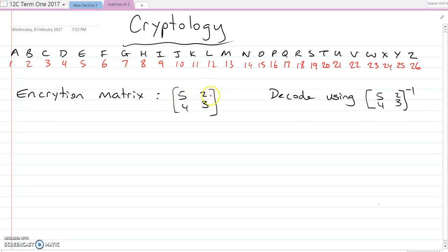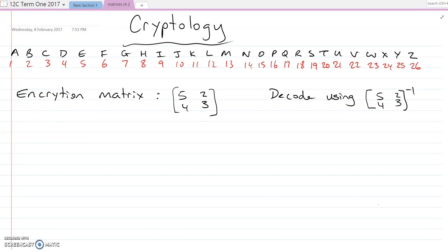Because it's 2 by 2, that means we're going to scramble 2 letters at a time. You could have a 3 by 3 and scramble 3 letters at a time, etc. We'll stick to 2 by 2. It's a little bit easier. When we get around to decoding it, we have to use the inverse. But this, we'll explain later, is not your normal inverse. And because this is not your normal inverse, certain numbers are not going to work. You can't just randomly pick numbers. You have to check and make sure that it has an inverse.